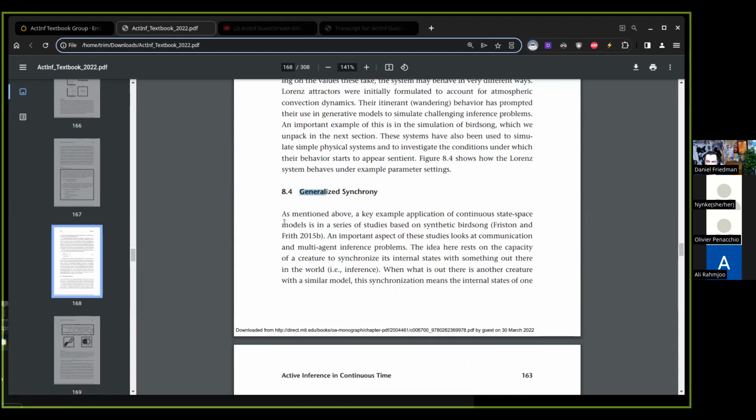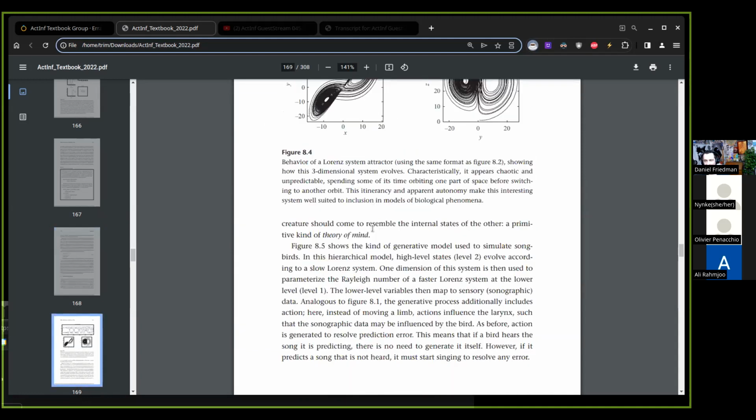Generalized synchrony is going to be unpacked in the setting of birdsong, which was a Friston and Frith paper. May have one slightly earlier than this, but the 2015 is kind of the classic citation. And this is seen as a kind of exemplar of multi-agent inference problems when they are, quote, singing from the same hymn sheet, as Carl always says.